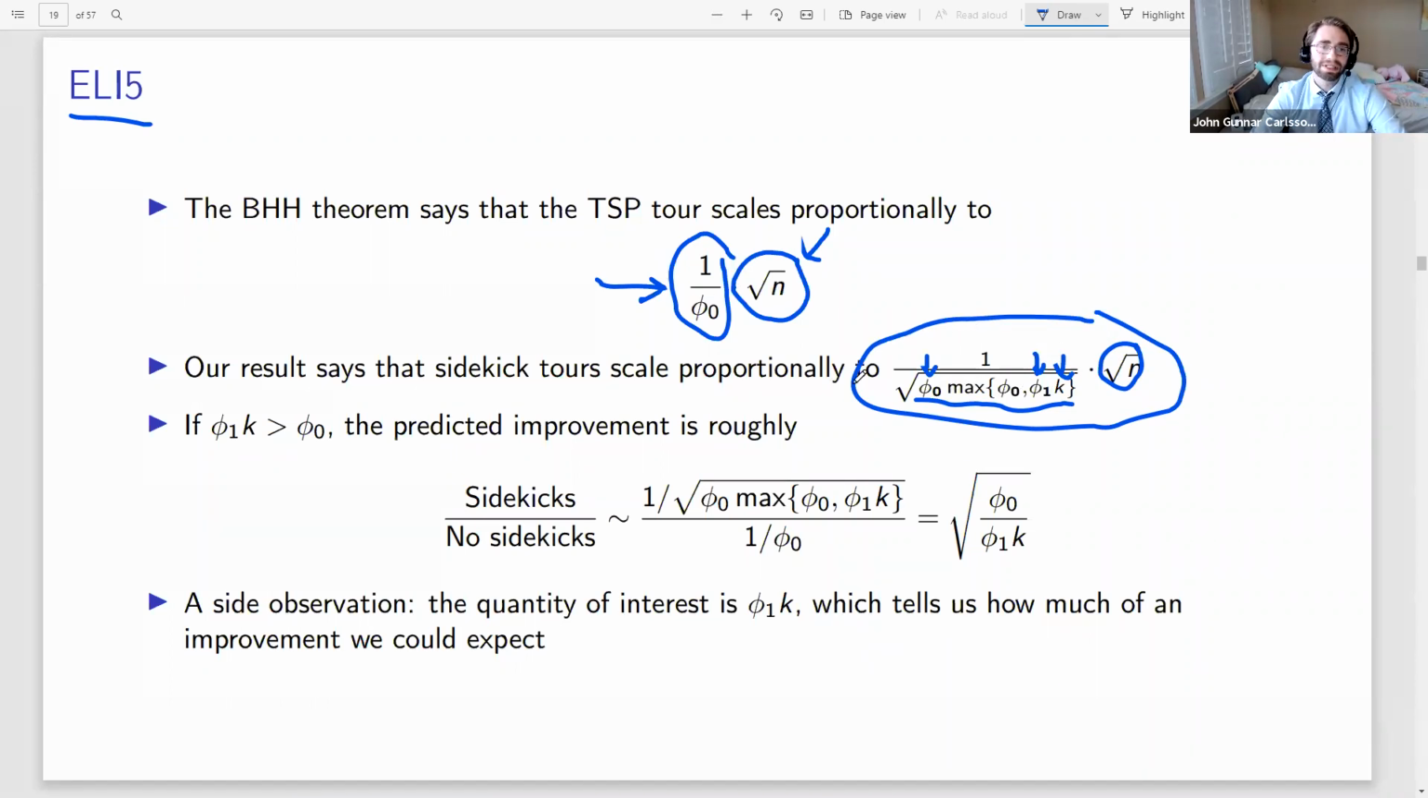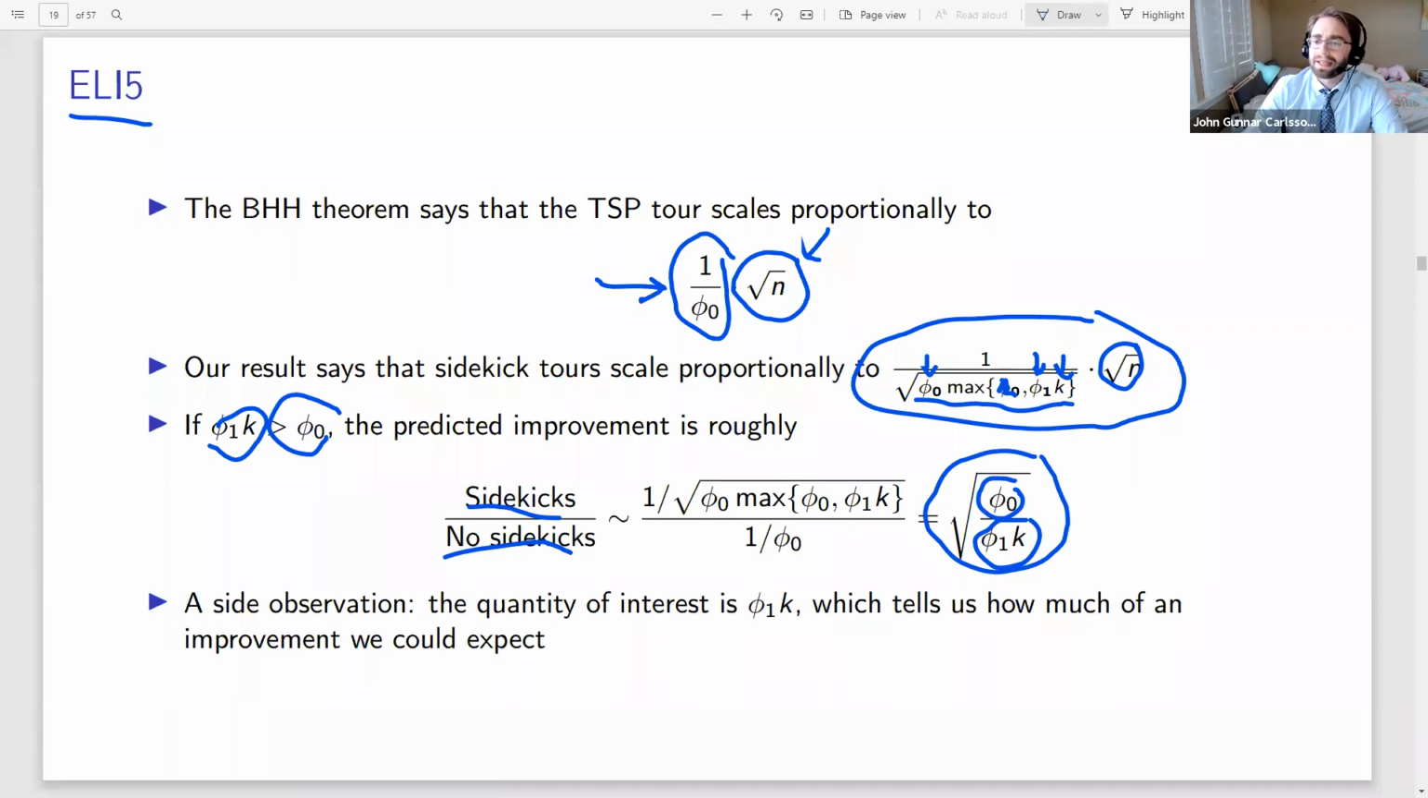And what this lets us do is predict what the improvement is going to be if you're trying to decide whether I should introduce sidekicks or not. It says that if phi 1k is greater than phi naught, then we know which of these terms is in that max over there. And then the ratio of the time with sidekicks versus no sidekicks, just divide these terms out and you get that. So you take the truck speed on top, divide that by the drone speed times the number of drones, and square root that whole thing. So we now have a way of predicting, based on probabilistic reasoning that I'll get to in a moment, how long we expect these tours to take.